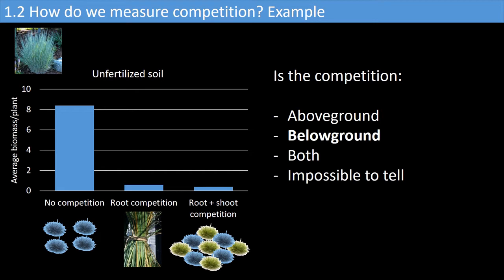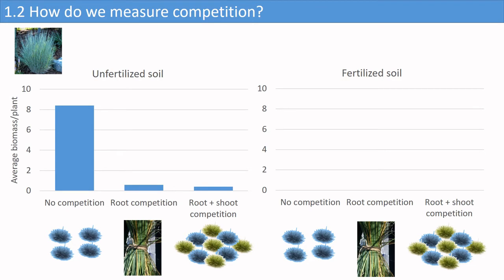And a very important thing that I didn't mention before is that this was made in unfertilized soil. So the soil was as it is in the natural grassland. They didn't add anything to it or remove anything from it. And this is very important because afterwards, after they reached the conclusion that competition is mostly below ground, so probably for nutrients or maybe water or something like that, they repeated the experiment, but this time they added fertilizer in the soil. And here are the results.